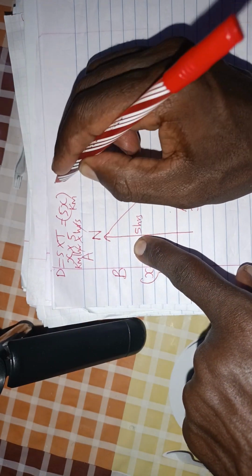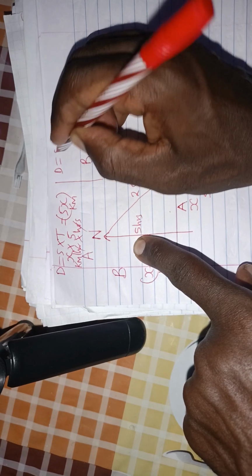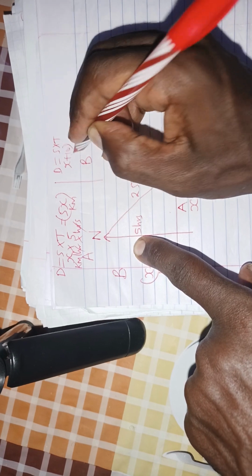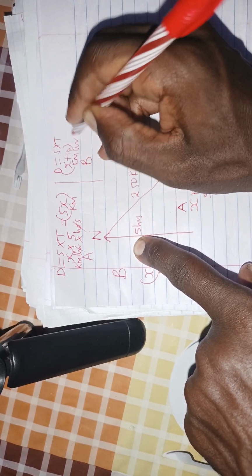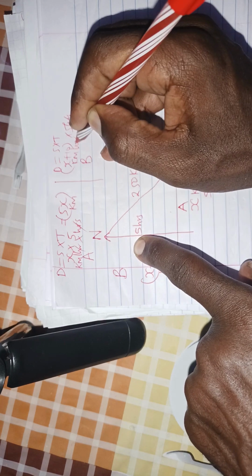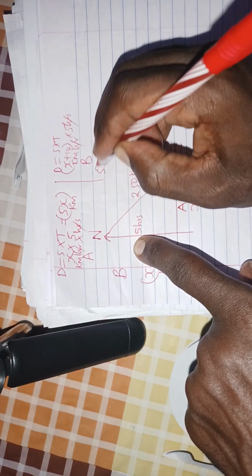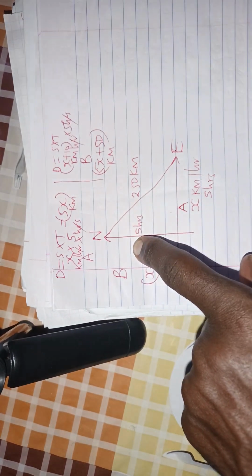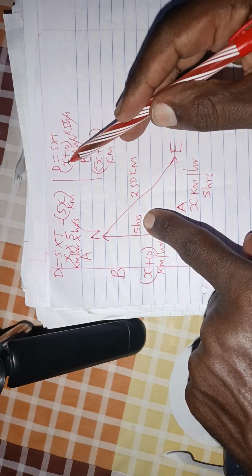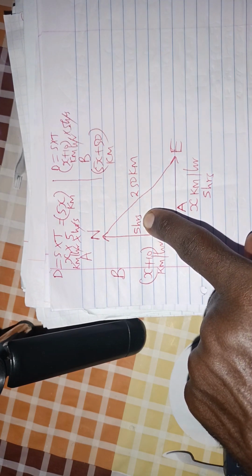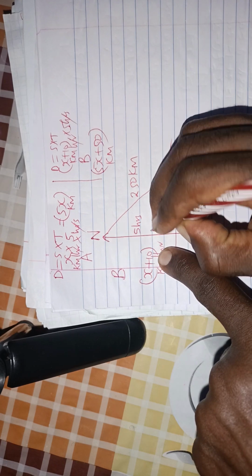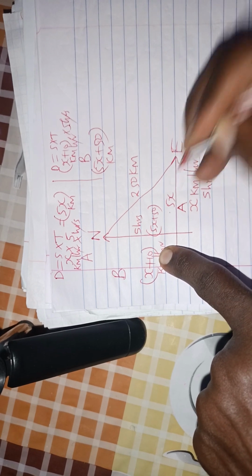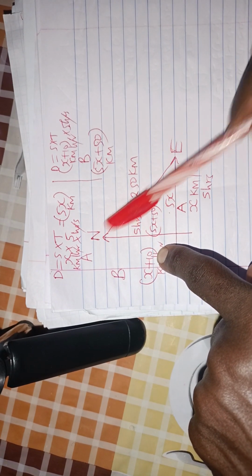For bus B, distance equals speed times time. We say x plus 10, the speed in kilometers per hour, multiplied by 5 hours. So we end up having 5x plus 50, the distance it covered in 5 hours. 5 times x gives us 5x, and 5 times 10 gives us 50. So bus B has covered 5x plus 50 kilometers, and bus A has covered 5x. They are told the distance between them is 250 kilometers.